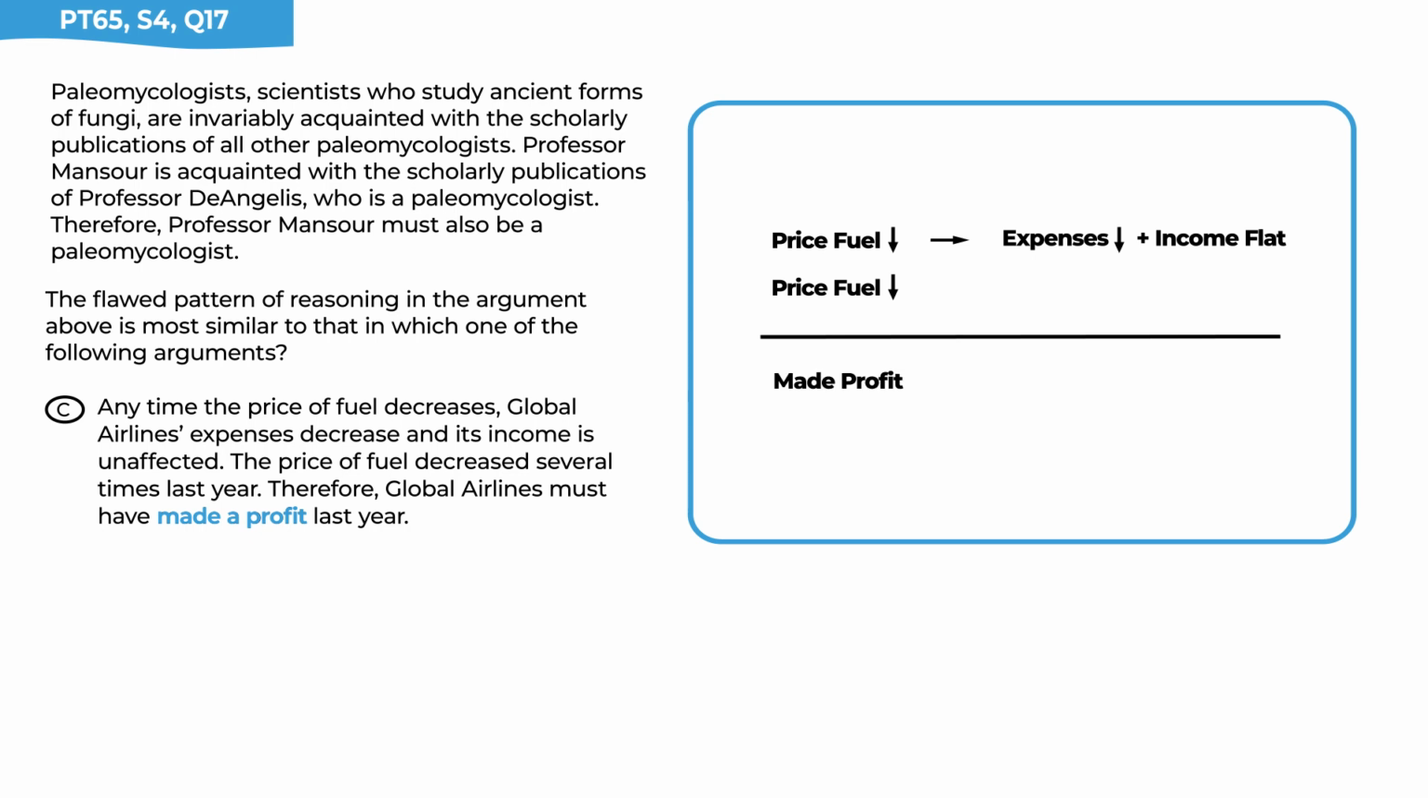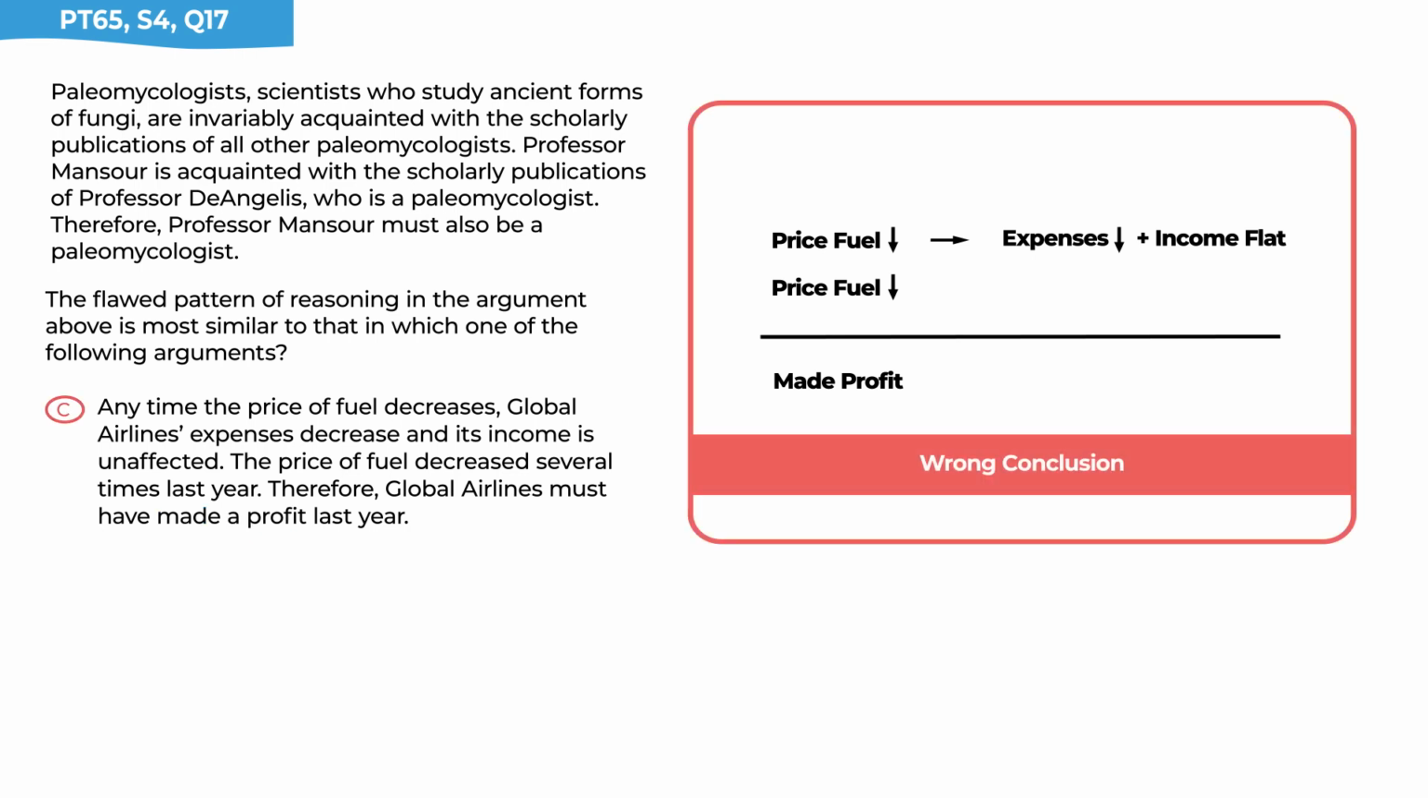Now, making a profit is not anywhere in the evidence. This conclusion is out of left field. So this has simply got the wrong conclusion. Right? That's one of the reasons why you can get rid of answer choices. Sometimes you'll identify a difference either in the conclusion or in one of the premises that you can use to say that this is different than what was going on in the stimulus.